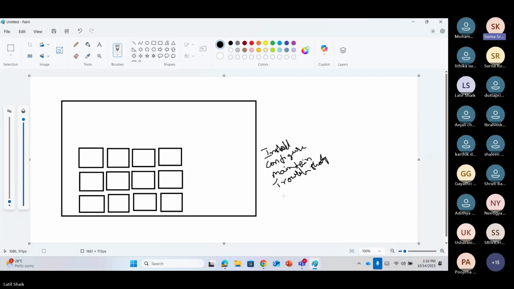One more is there. What is that? Monitoring. Make sure everything is working fine, and if any issues occur, through monitoring we get to know. Then we'll take action immediately to resolve the issues. Okay. All these people will do these jobs only: installation, configuration, maintenance, troubleshooting, monitoring and supporting.